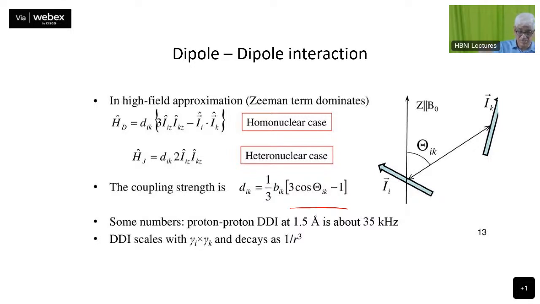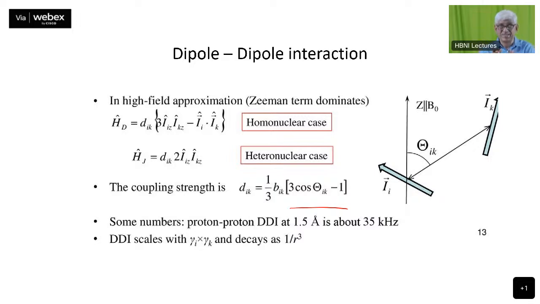Now, roughly, if you have two protons at a distance of 1.5 angstroms, then the dipolar interaction is approximately 35 kilohertz. It's a very huge coupling for proton-proton. Of course, you may not have two protons which are 1.5 angstroms apart. You may have 2 angstroms or 2.5 angstroms, and accordingly it will be less, maybe 10 to 15 kilohertz or whatever.